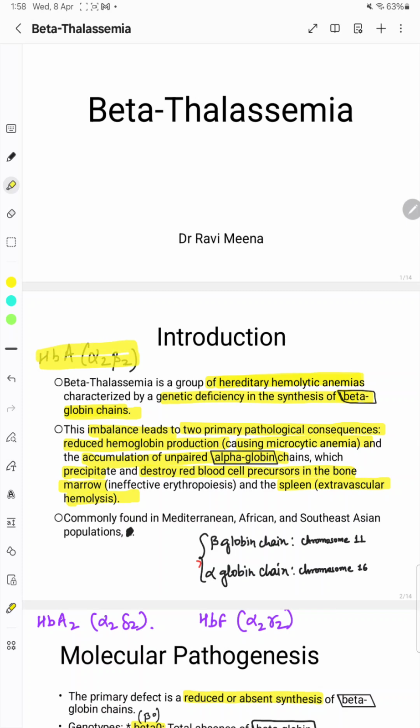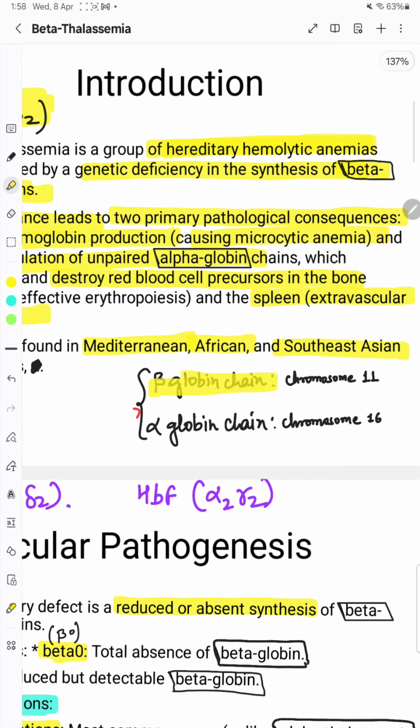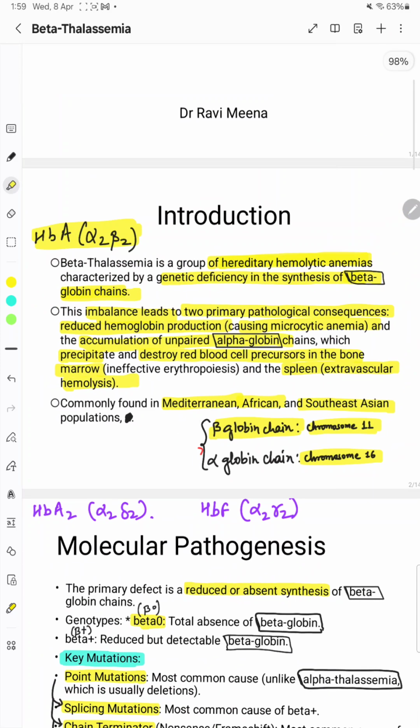As we know, adult hemoglobin HbA is composed of 2 alpha and 2 beta globin chains. Thalassemia is commonly found in Mediterranean, African area, Southeast Asia. The gene for beta globin chain is present on chromosome 11, and genes that code alpha globin chains are present on chromosome 16.